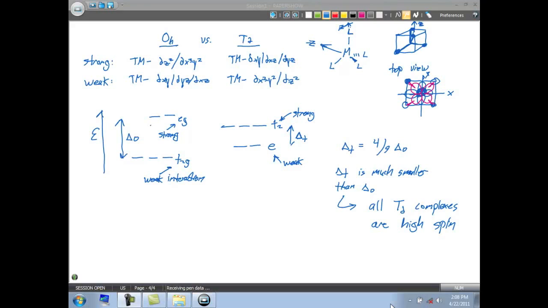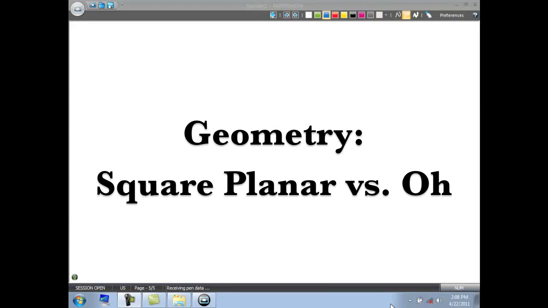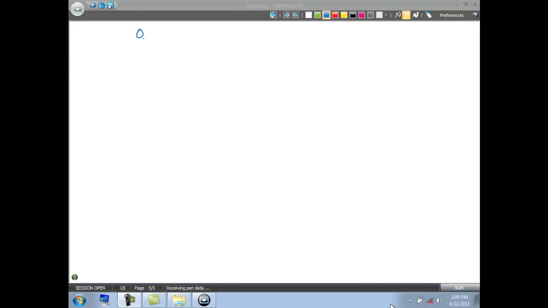The last geometry we have to look at is the square planar. And it becomes instructive, or more obvious, to compare the square planar and the octahedral complex. So we're going to do that again with a new geometry. In this case, we're comparing an octahedral complex versus square planar.